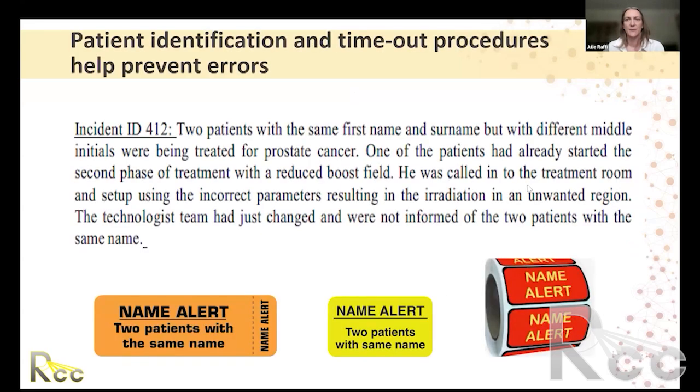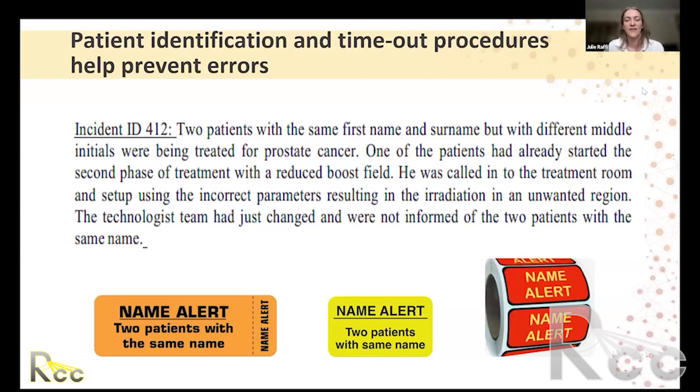So this is an example of an error that can happen. So there were two patients that had the same first name and last name, but they had different middle initials. So it was a very subtle difference in name, and they were both being treated for prostate cancer. So one of the patients had already started their boost treatment, and he was called into the treatment machine and set up using the incorrect parameters. So he had a full field treatment instead of a boost treatment.